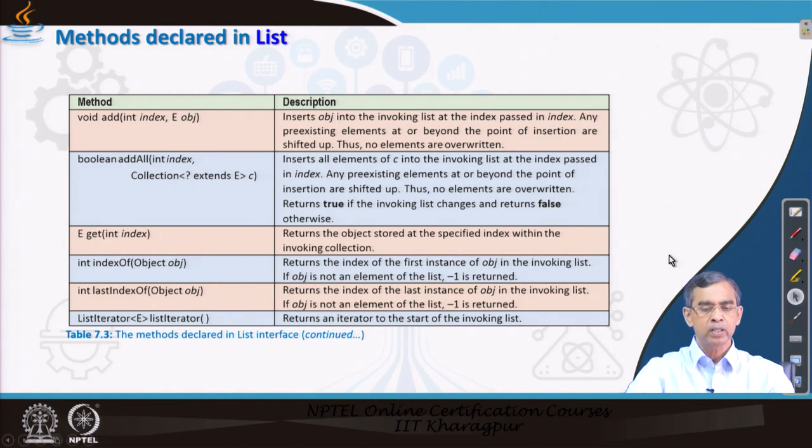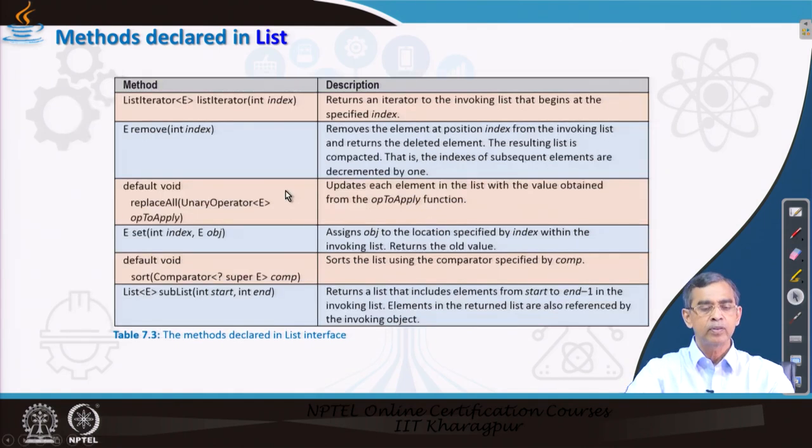So, there are a few more methods in the list which are included here. This method is the iterator, that means for traversing. The remove method removes an element from a particular location, and it returns the element removed. Replace all indicates that all the elements of the current type will be replaced by a particular element. Set is basically the same as replace, but a particular object will be inserted at a particular position.